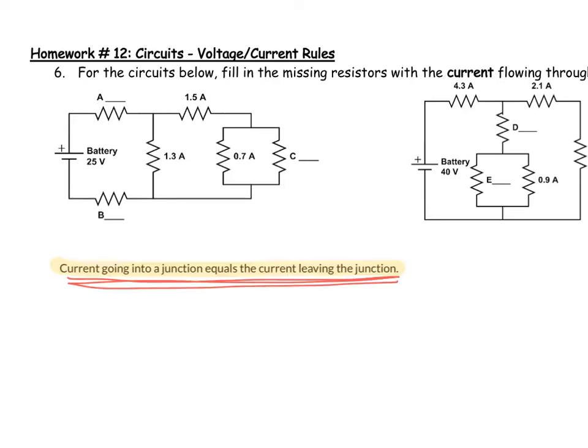So we're going to go ahead and do this analysis here for two circuits, looking at the current for some missing resistors here. And we keep in mind that with current, the thing we're really thinking about is junctions, okay? We know that the current going into the junction must be equal to the current leaving the junction. That's our key idea with current.